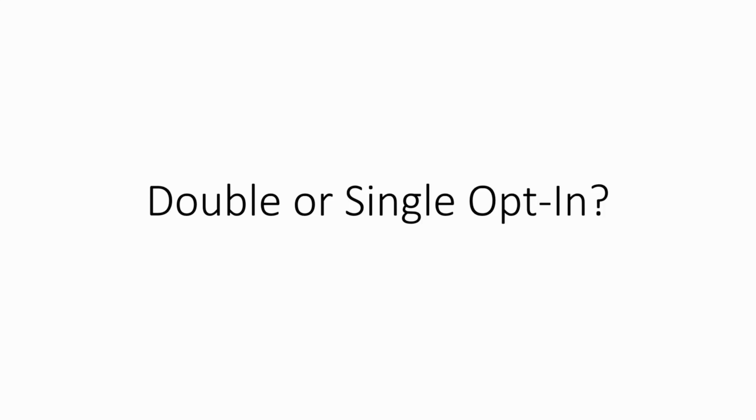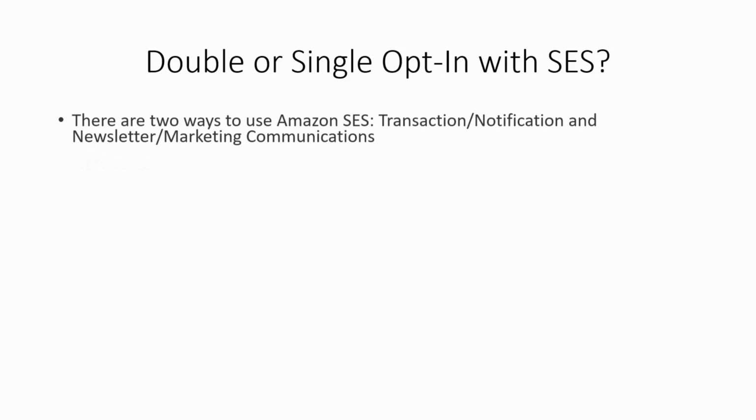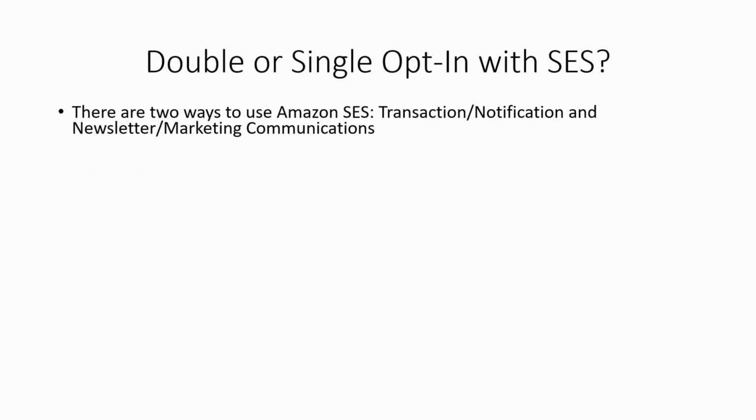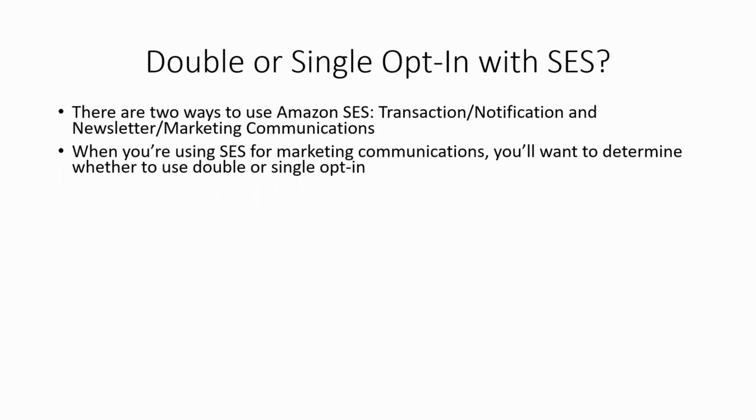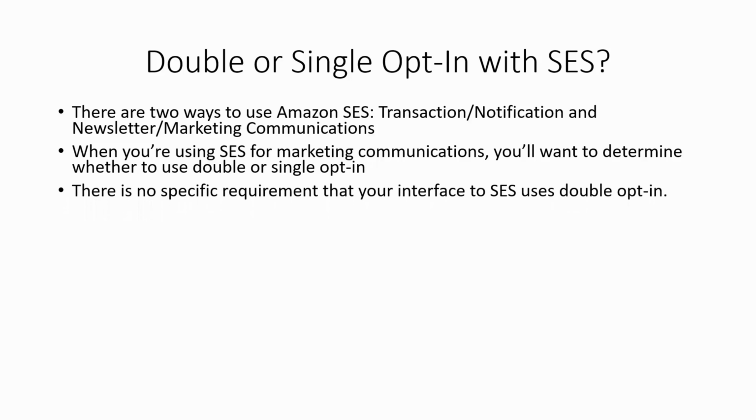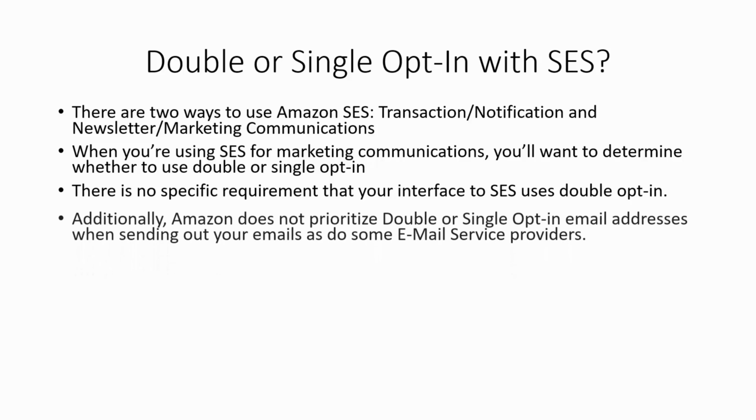Welcome back. You will be faced with the question of whether or not you must use double or single opt-in when it comes to Amazon SES. Now, there are two ways, obviously, to use Amazon SES: transactional or notification emails, or marketing communications. And when you're using SES for marketing communications, you will want to determine whether or not you're going to use double or single opt-in. And there is no specific requirement that the interface you're using with Amazon SES uses double opt-in. So you can do single opt-in when you're using Amazon SES.